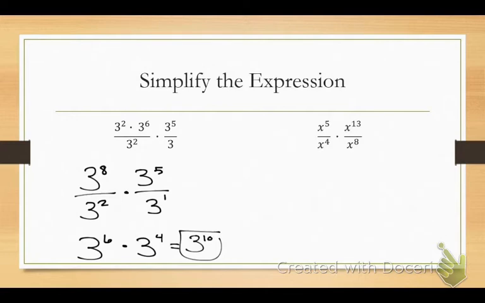Now, this last one, we just need to simplify each fraction. 5 minus 4 is... No. You don't have to solve it. You're just writing your answer as a power. Okay, on the next one, when you do the first fraction, 5 minus 4, 1. 13 minus 8. Yeah, 5. You're saying the answer.